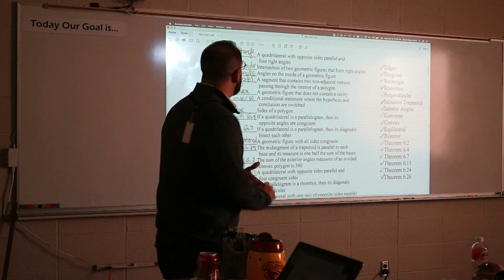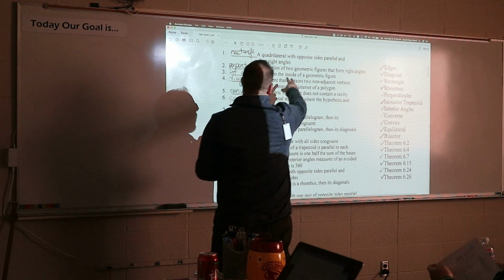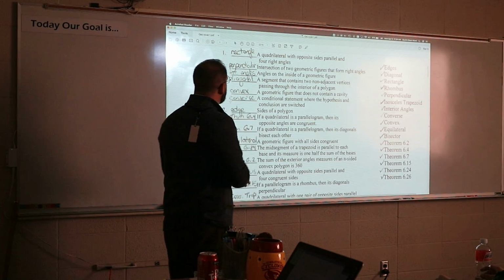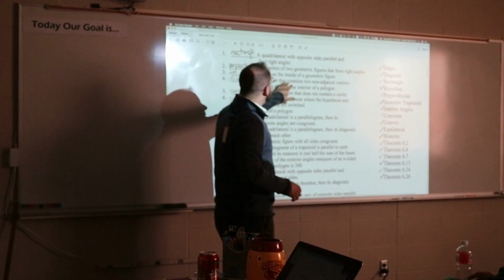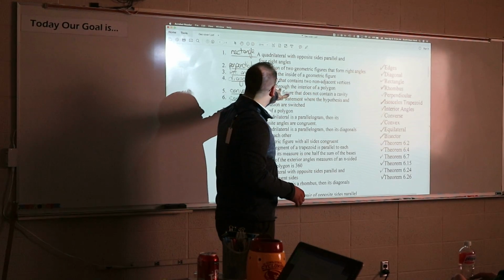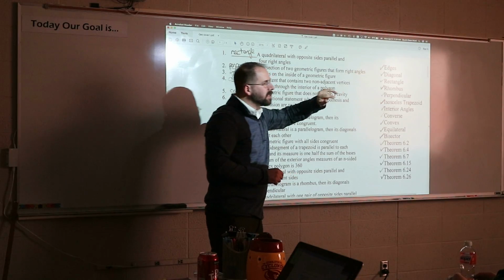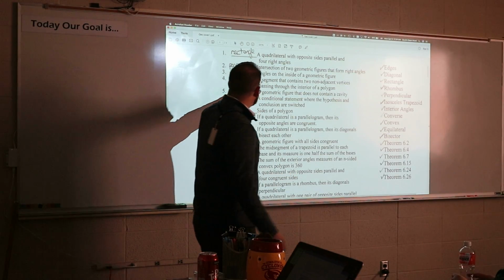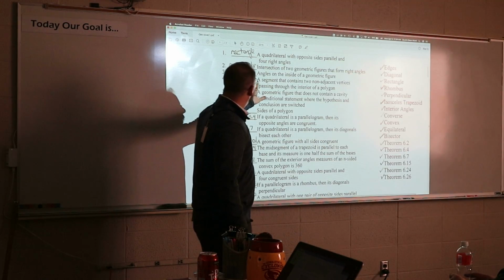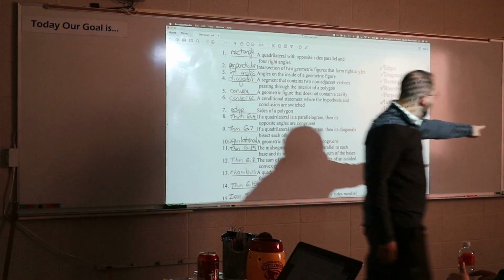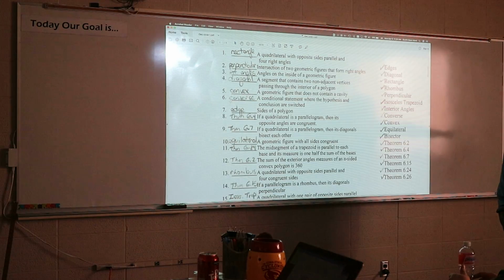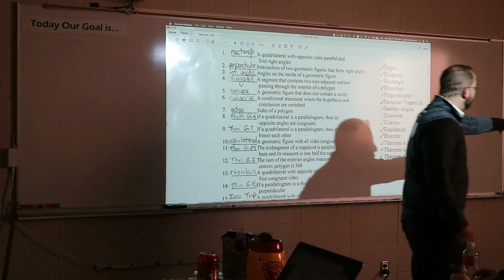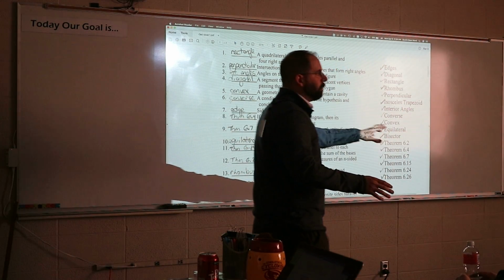Every single one. Angles on the inside are interior angles. I don't believe anyone missed that one, that was pretty easy. A segment that contains two non-adjacent vertices that passes through the interior, that is the word diagonal. Now, the key word here, diagonal, I had a lot of questions on Thursday, Friday about that formula right there, n times (n minus 3) divided by 2. That formula is the number of diagonals inside of a shape.